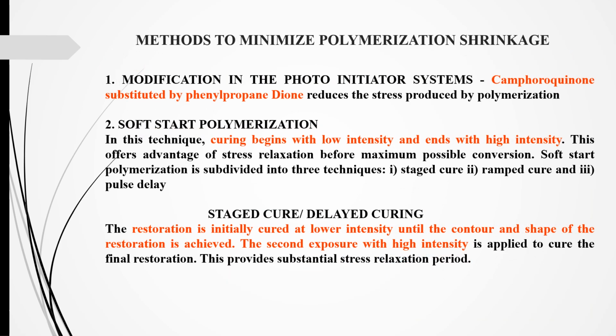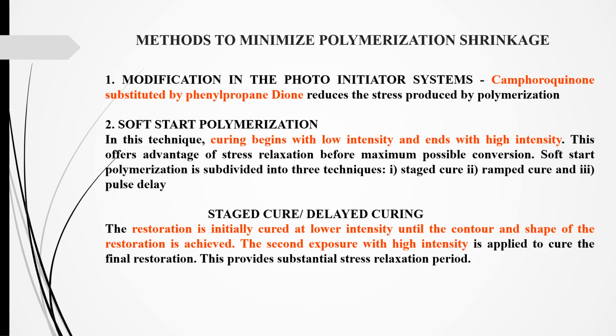So methods to minimize polymerization shrinkage. Modification in the photoinitiator: camphoquinone being substituted by phenylpropanedione reduces the stress produced by polymerization. Coming on to soft start polymerization, in this technique, curing begins with low intensity and ends with high intensity. This offers the advantage of stress relaxation before maximum possible conversion. Soft start polymerization is subdivided into three techniques: we have stage cure, ramped cure, and pulse delay.